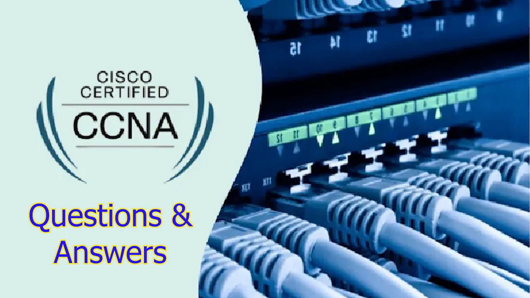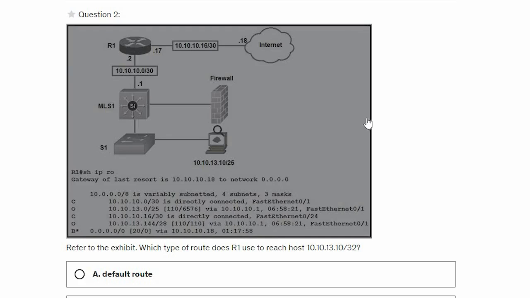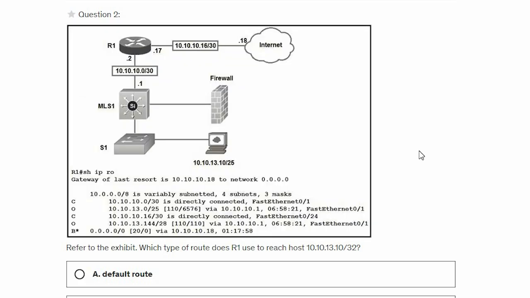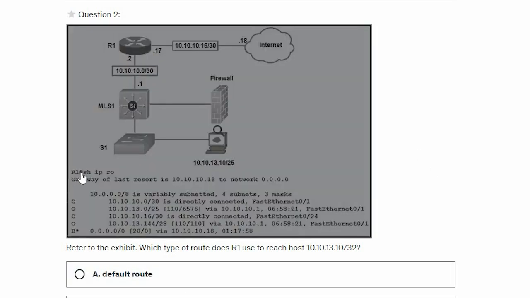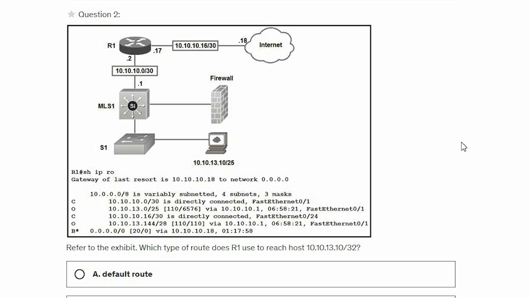Question number 1. We have this scenario where we have the internet, the router, the firewall, the switch, and a device. Then we use the command show ip route on R1. We get this result from that command.